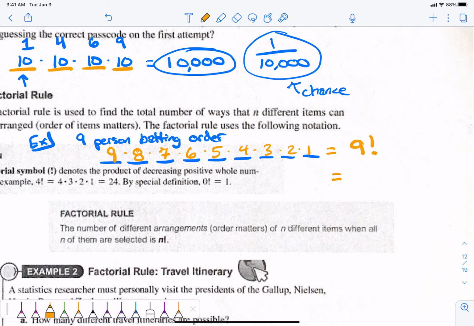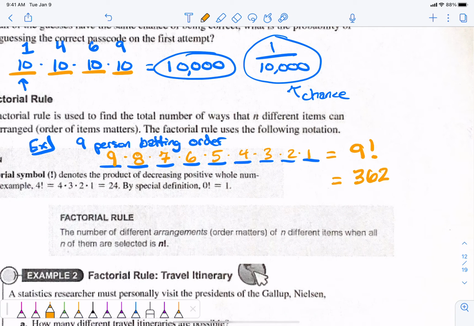Did you find it? Okay, what was that number? 362,880. What does this number tell me? That's how many different batting orders I could have.